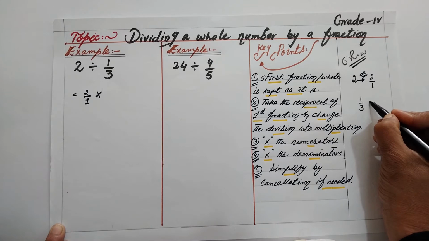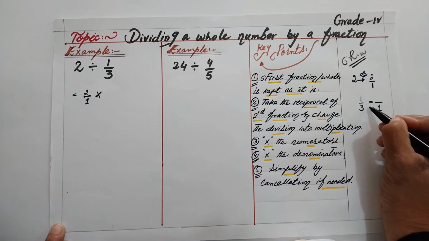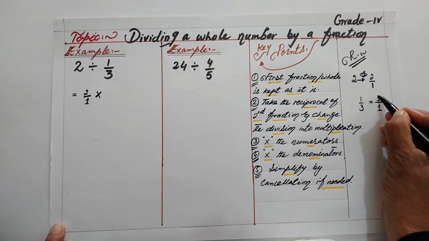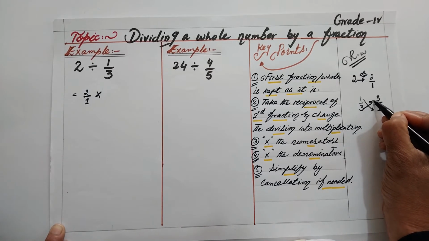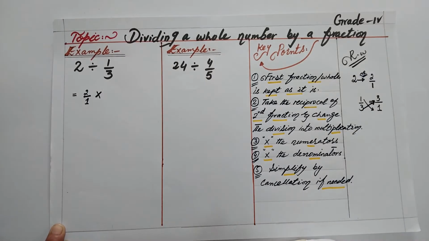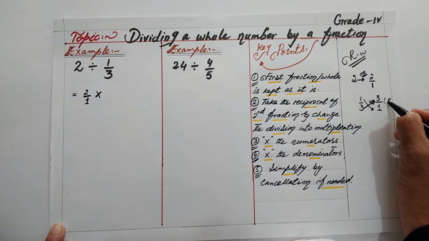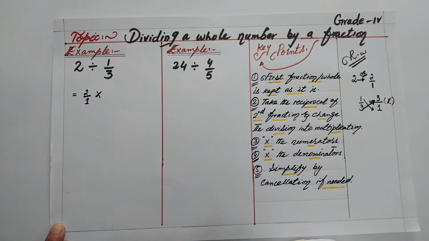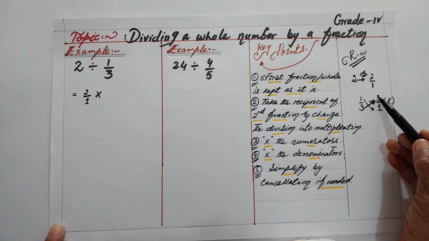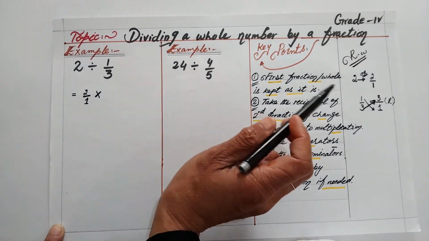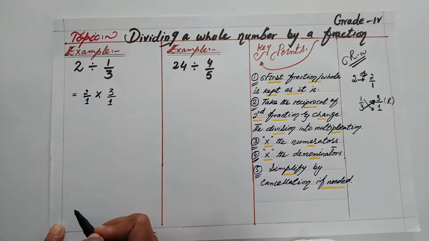Reciprocal means the numerator will become the denominator and the denominator will become the numerator. Like 1 will be the denominator and 3 will be the numerator. Got it? So what is the reciprocal of 1 over 3? It is 3 over 1. Simply we have to change the numerator to the denominator and the denominator to the numerator. So the reciprocal is 3 over 1.